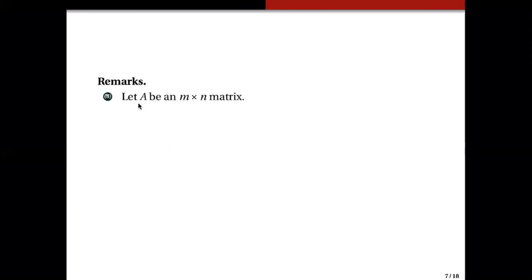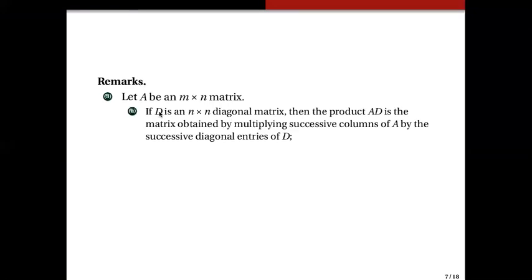Now, suppose A is an M by N matrix. If D is an N by N diagonal matrix, then the product AD is the matrix obtained by multiplying successive columns of A by the successive diagonal entries of D. Notice our A here is an M by N matrix, and the diagonal matrix is an N by N diagonal matrix. So we can only multiply D on the right of A. So we have this AD.